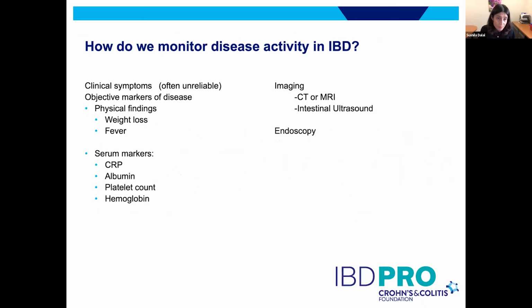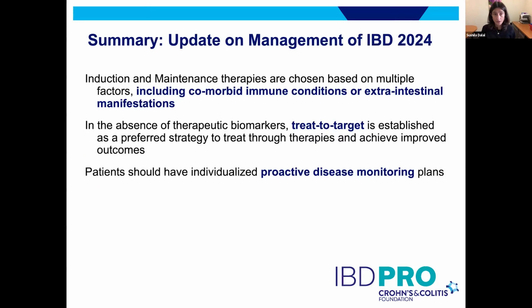How do we monitor disease activity? We monitor clinical symptoms, of course, but those are unreliable. Bowel symptoms can change because of stress, because of diet, because of other supplements, because of many things that are not their inflammation. So we can't always assume a new symptom is active inflammation. We have to check objective markers: physical findings like weight loss or fever, serum markers like CRP, albumin, platelets, imaging such as CT, MRI, intestinal ultrasound, or endoscopy.